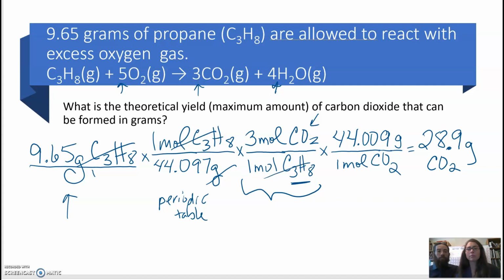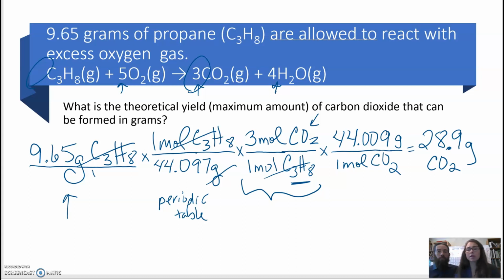We have 1 mole of propane for every 3 moles of carbon dioxide, and that is from your balanced equation. So that's our coefficients up here. When you don't have a coefficient, that's implied 1. So 1 mole of propane produces 3 moles of carbon dioxide. We want to know what the theoretical yield of carbon dioxide, our product, is in grams.